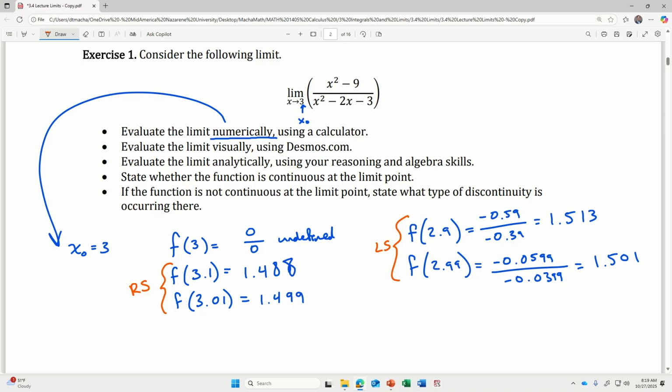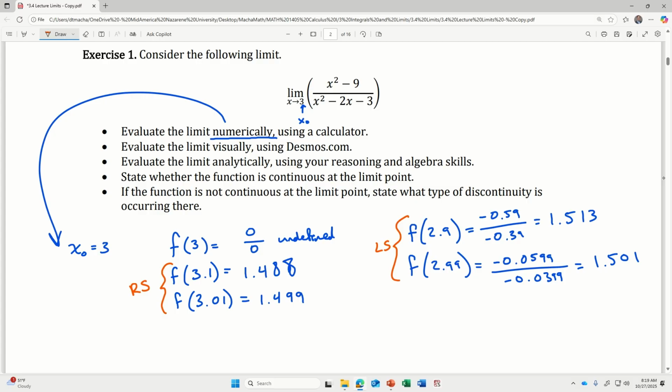As you consider, what number are we approaching on the right side? What number are we approaching on the left side? What does it seem like the limit will be? Hudson? Looks like 1.5. Yeah, it looks like the limit might be 1.5.